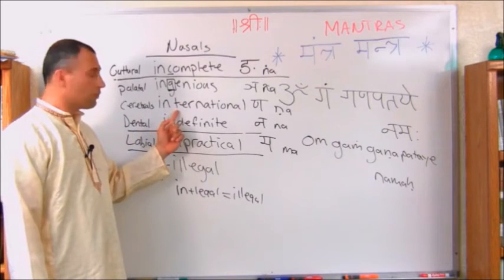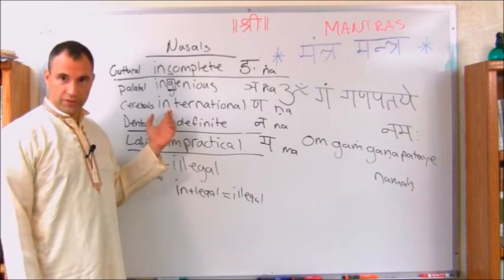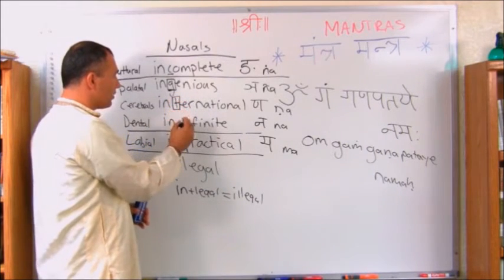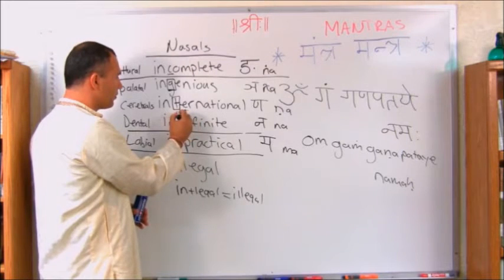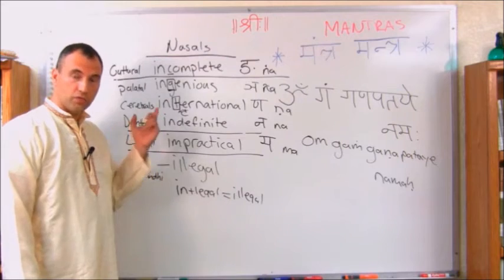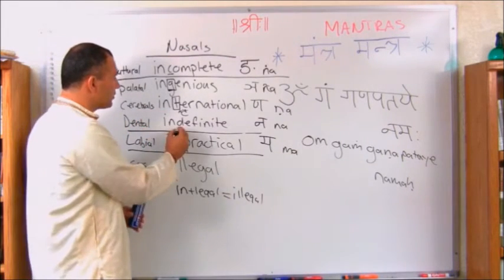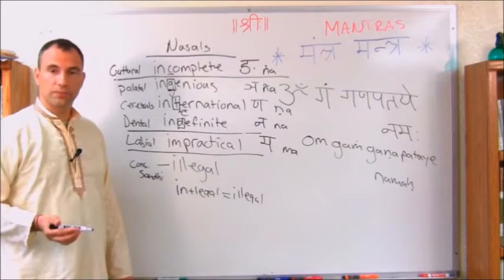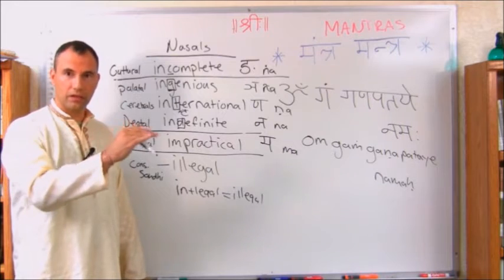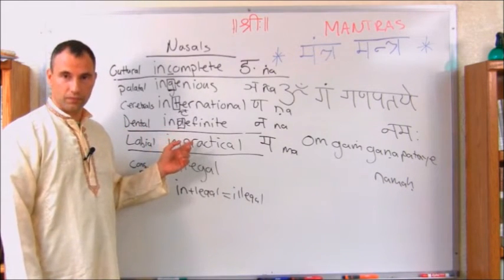When it is a cerebral, a murdanya, or a retroflex, as this is sometimes called, as this ta is, right? This is ta. Then the nasal will become a retroflex nasal, na, international. When the following letter is a dental, what are the dentals? Ta, ta, da, da, na, right? Well, there's a da. So indefinite.